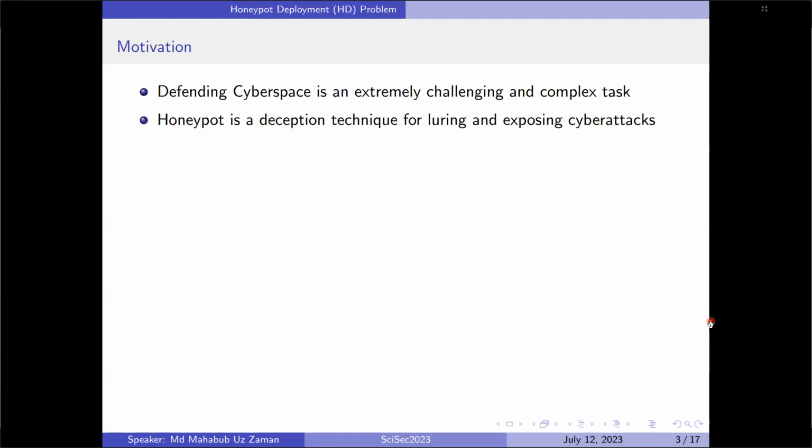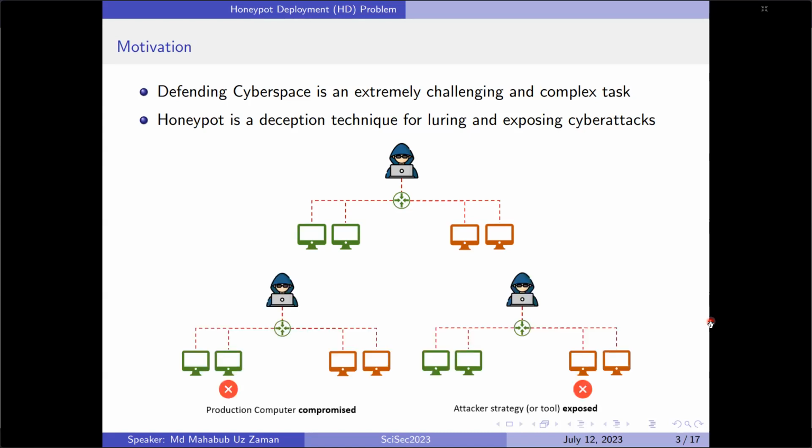As we all know, defending cyberspace is an extremely challenging and complex task. Honeypot is a deception technique for luring and exposing cyber attacks. In a traditional security system, the honeypot computers and the production computers stay in different networks. When an attacker attacks, through a router it either goes to a production network or a honeypot network. If it attacks a production computer, then the production computer is compromised. Otherwise, it goes to the network of the honeypot computer, and the attacker's strategy or tool is exposed.